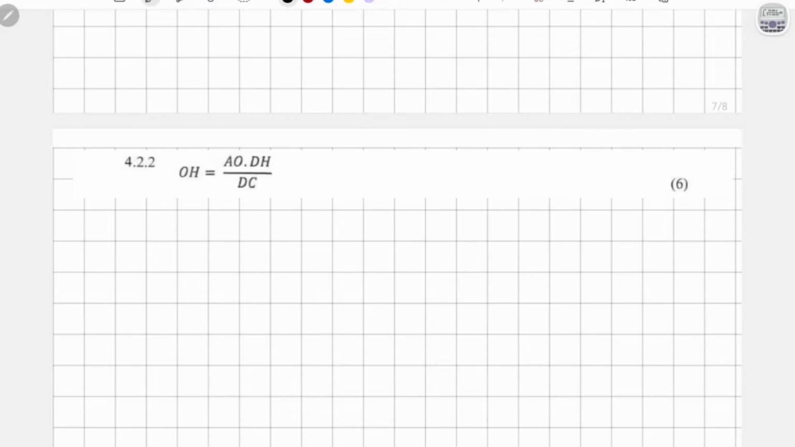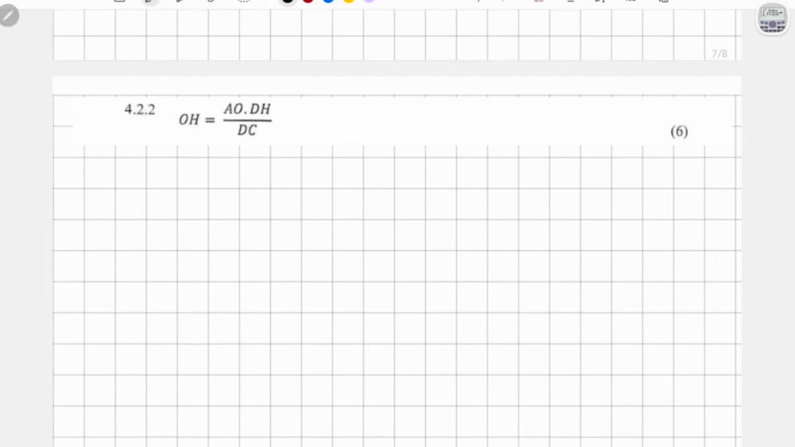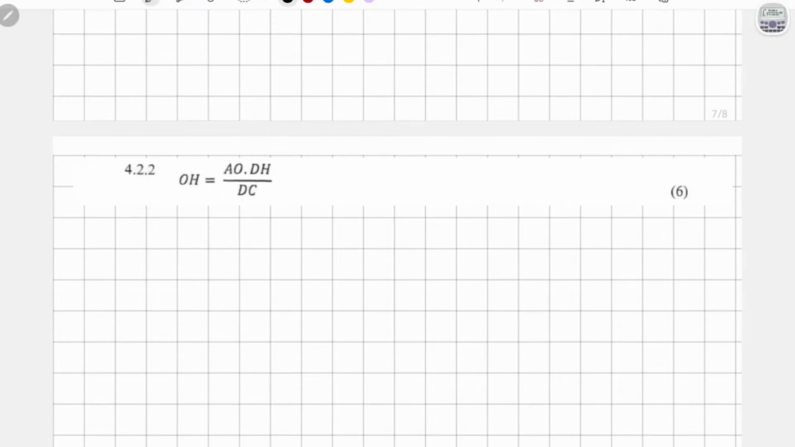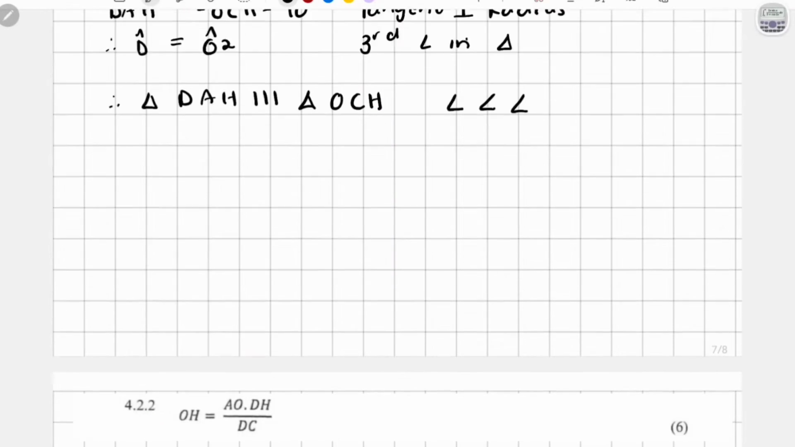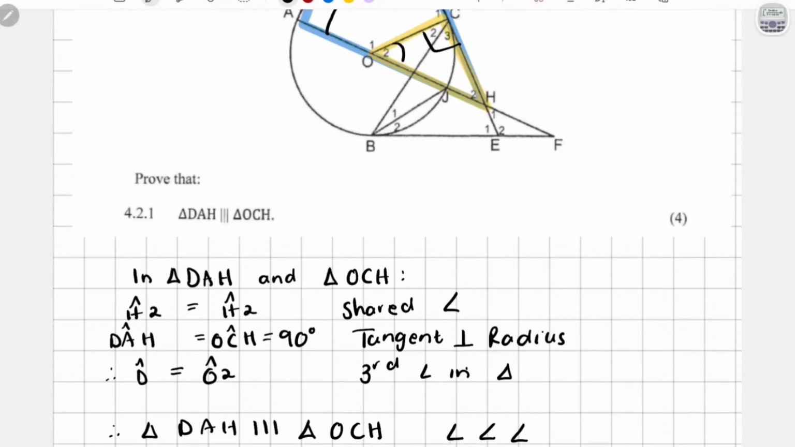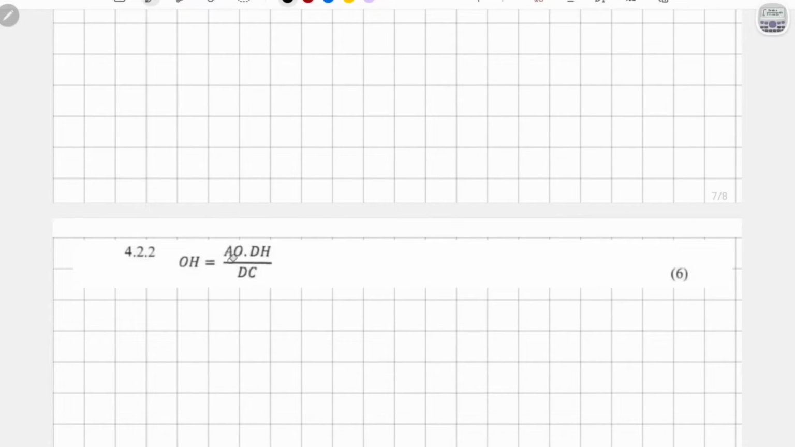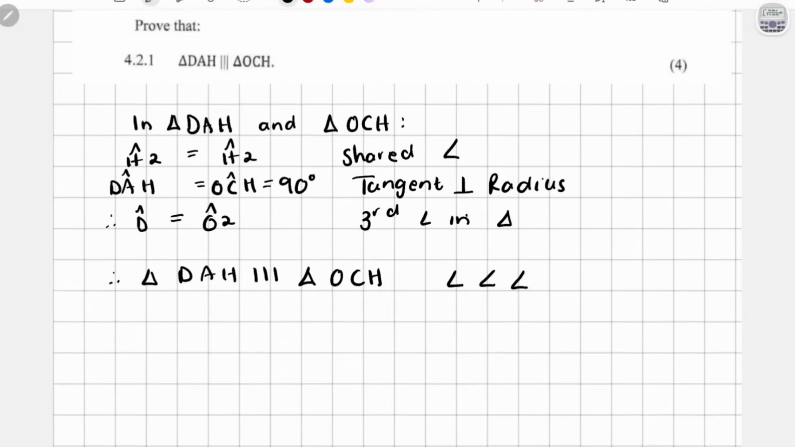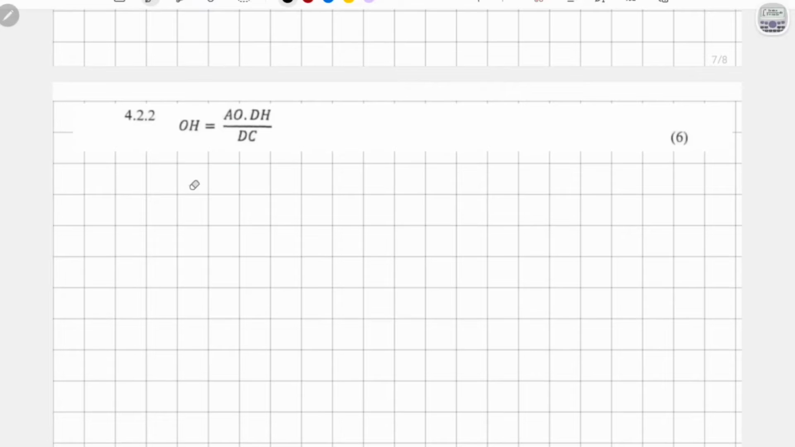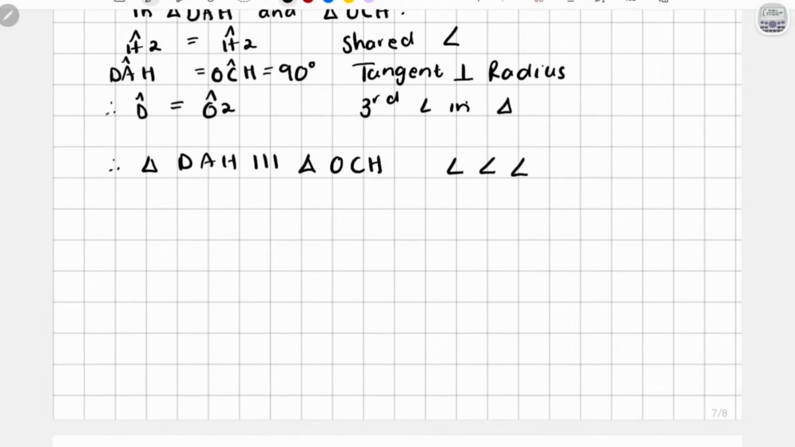Okay, 4.2 says we need to prove that OH is equal to AO multiplied by DH over DC. Whenever you see them start putting letters down, you need to see where these letters are coming from. Because this is 4.2.2 and the previous one is 4.2.1, it means that this question has a lot to do with your previous answer. In the previous question, we proved that triangles were similar, so this question probably has a lot to do with these.